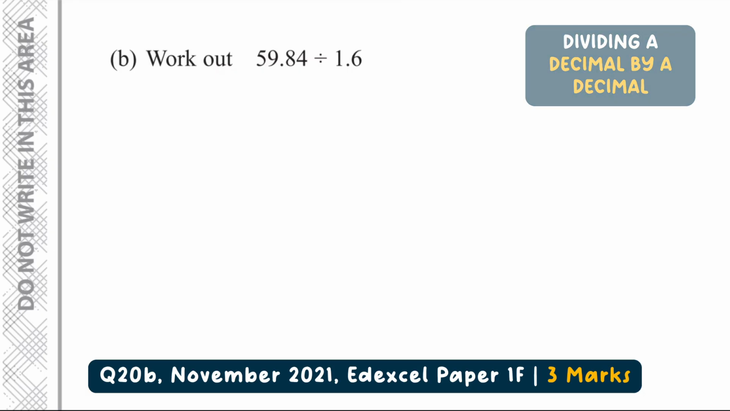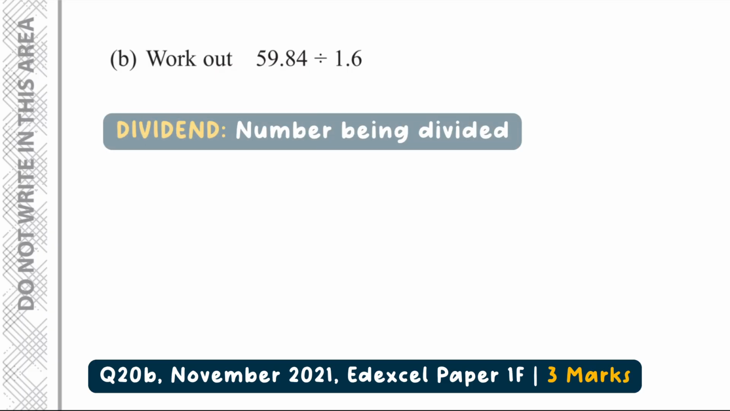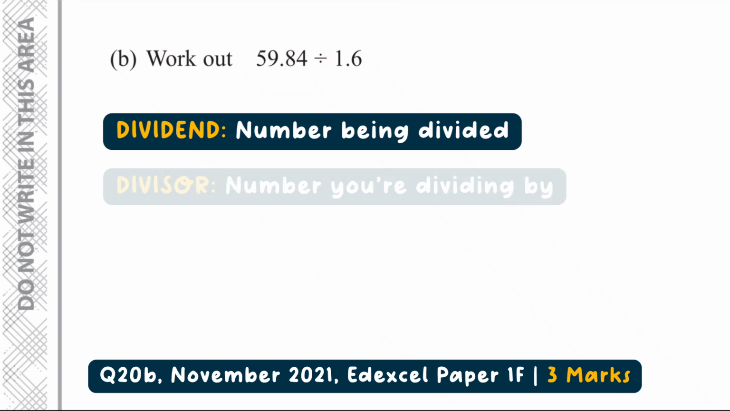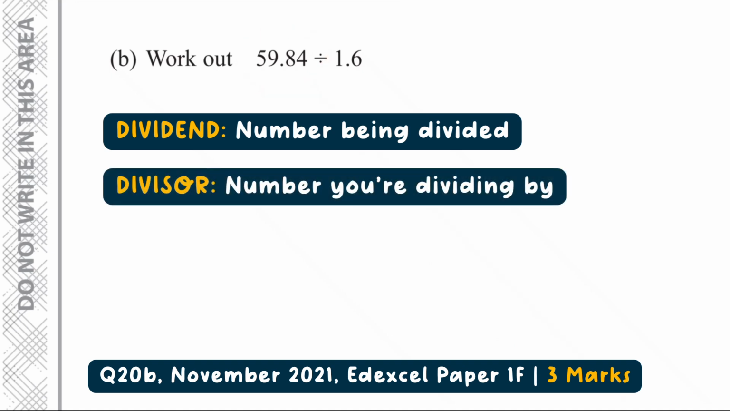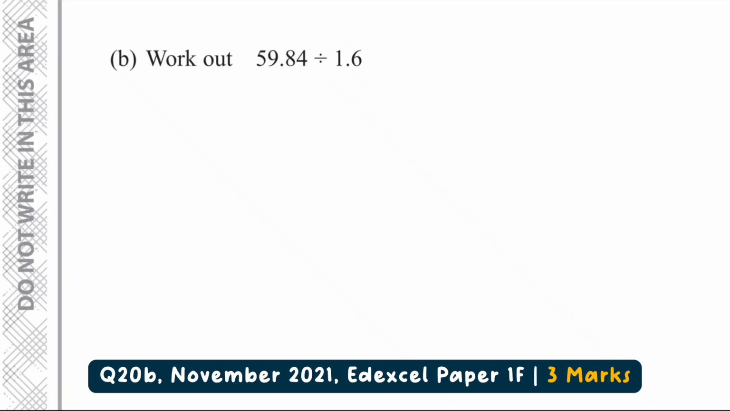Every division has two parts: the dividend, which is the number we're dividing, in this case 59.84, and the divisor, which is the number we're dividing by, in this case 1.6. Whenever the divisor is a decimal like this one here, the first thing we must do is make it a whole number by getting rid of the decimal point.